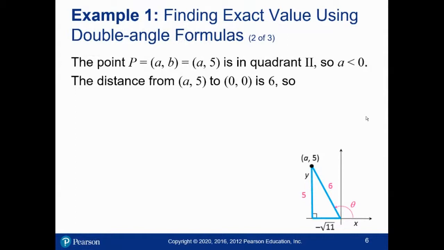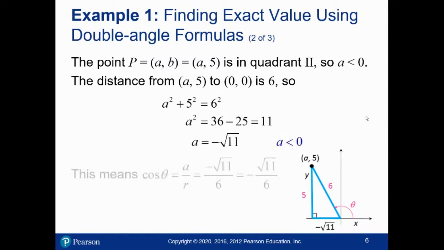The book really likes these non-unit circle approaches. That's fine. So since the sine of theta was 5/6, we have a height of 5 and a radius of 6. And we're back in the second quadrant, so I know the x-coordinate is negative. The Pythagorean theorem gives us that it should now be negative root 11, so the cosine of theta is negative root 11 over 6.